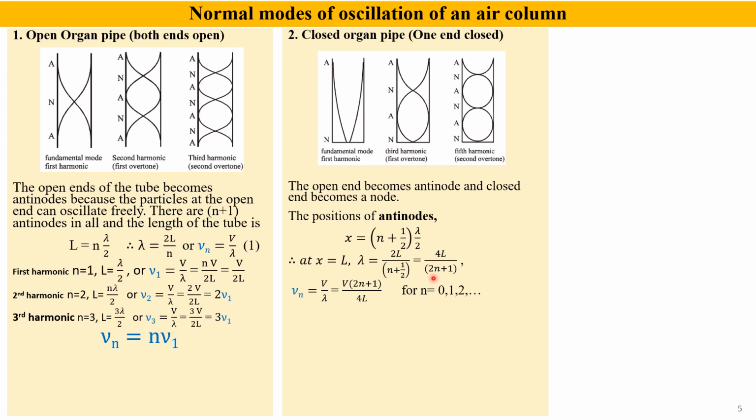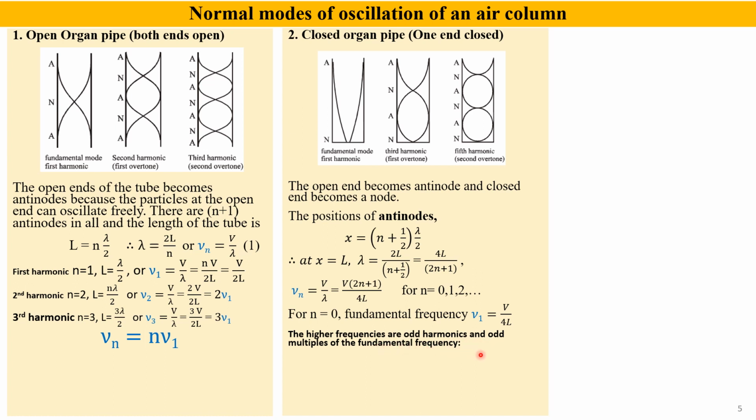That is, substituting the value of lambda in this equation for values of n is equal to 0, 1, 2, 3. If you put n is equal to 0 in this equation 2, we will get nu 1 is equal to V by 4L. This is the fundamental frequency. Therefore, nu 1 is equal to V by 4L. The higher frequencies are odd multiples of the fundamental frequency.